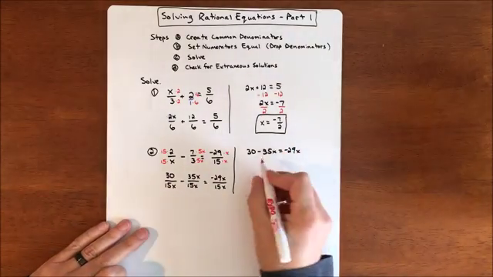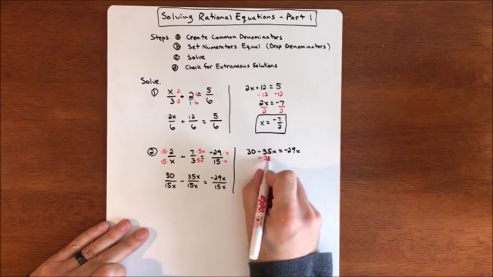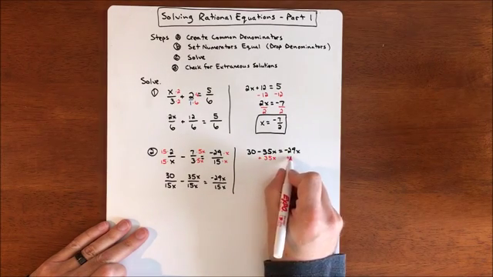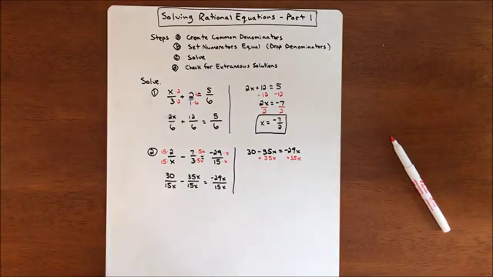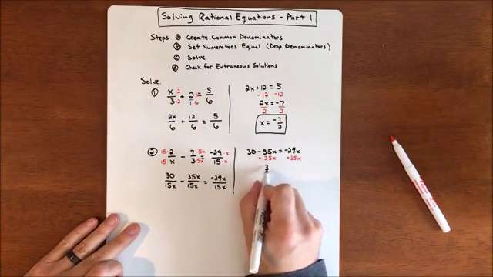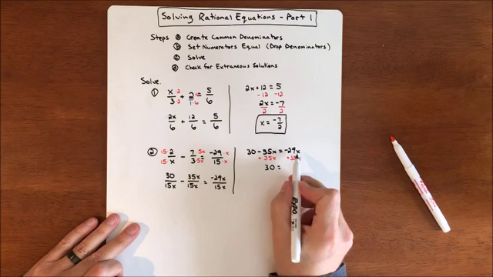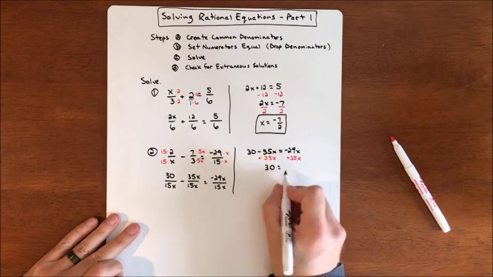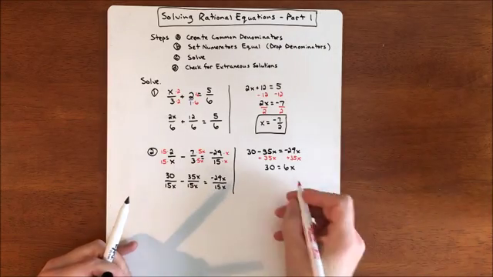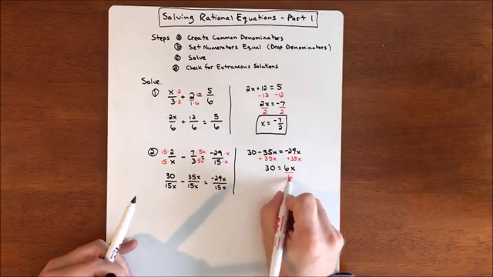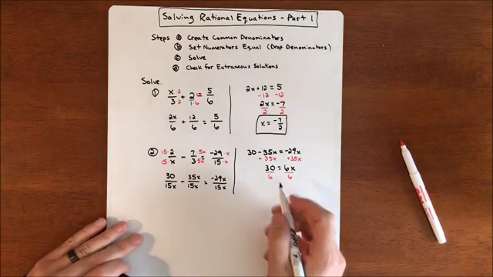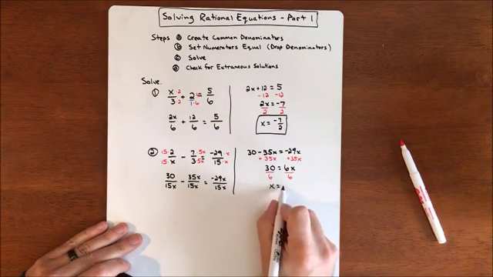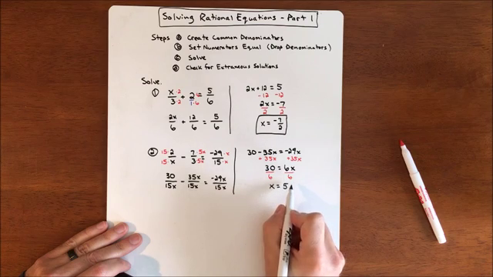To solve, let's add 35x over to the other side. So that gets us 30 equals 35 minus 29, which will give us 6x. Divide both sides by 6. And x would equal 5.